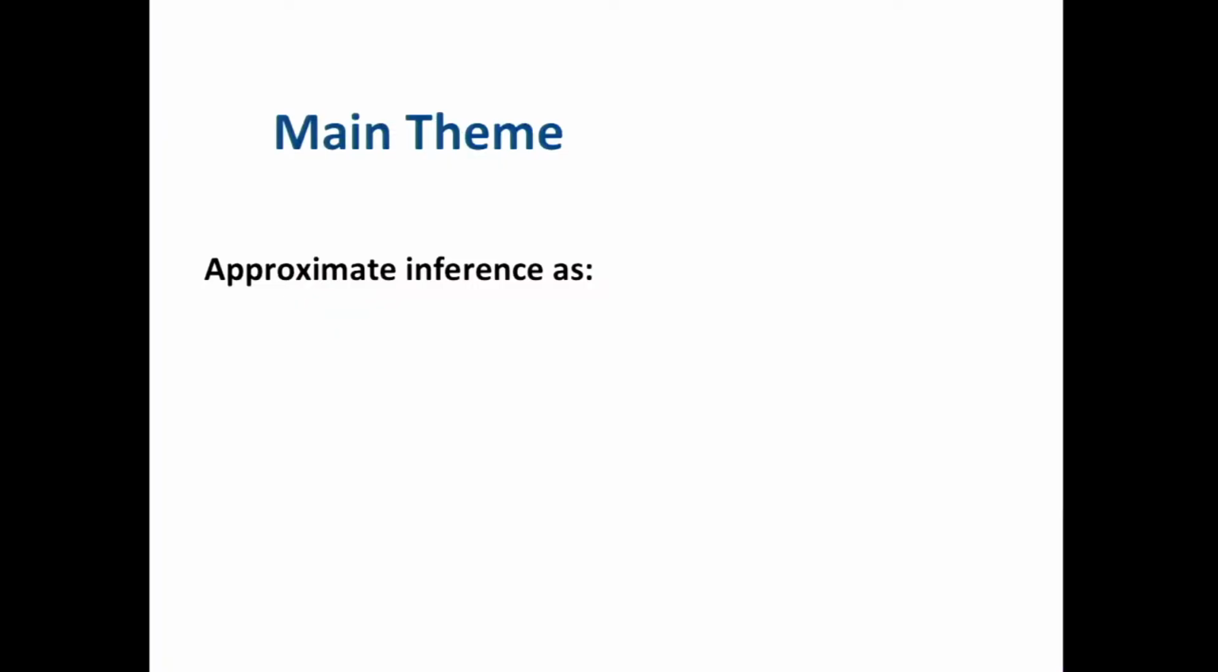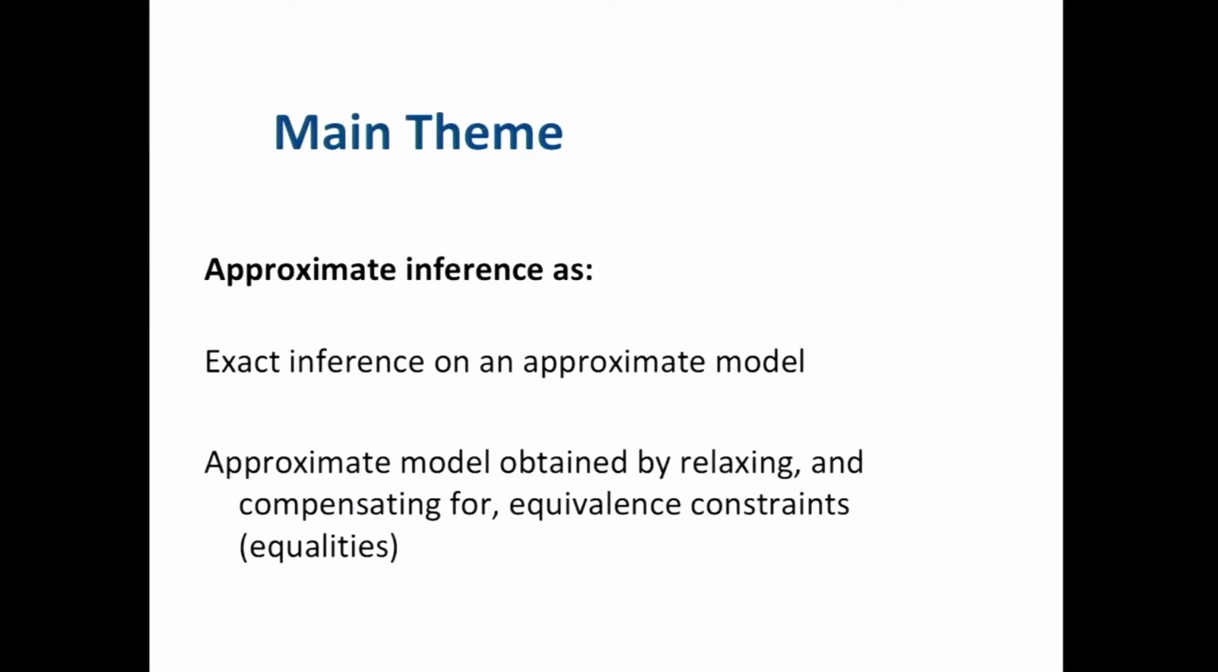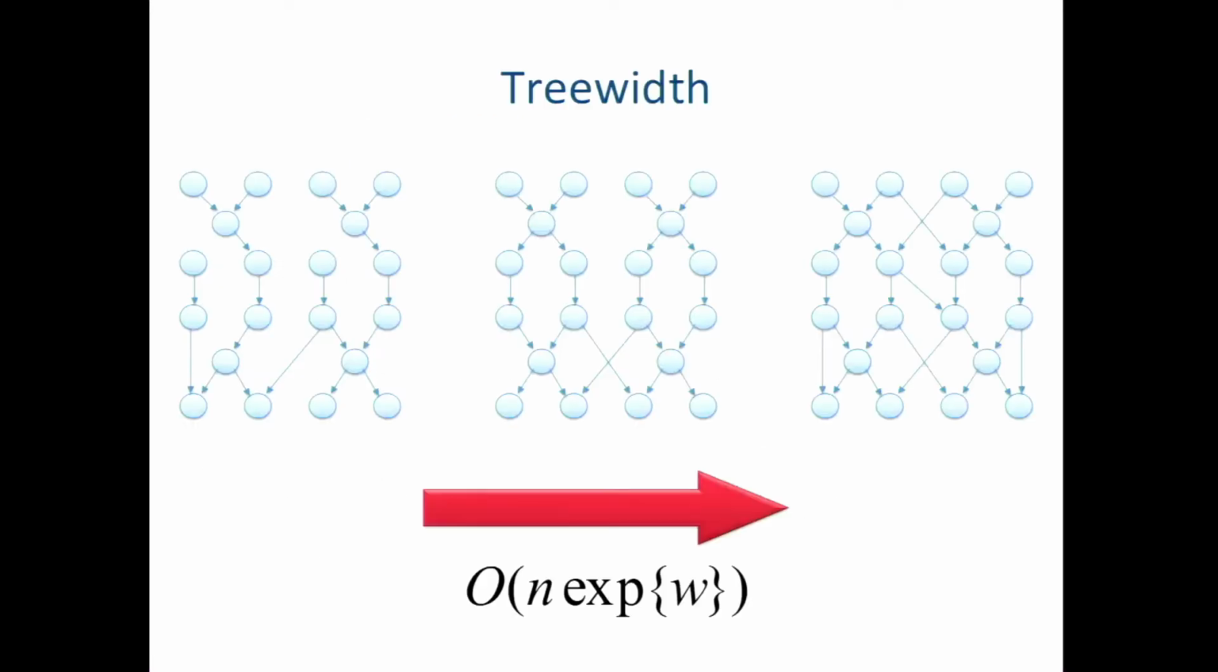So here's the theme. This is going to look completely disconnected from what we've done, but as we move on, we're going to find that what we did is a special case. Approximate inference can be viewed as exact inference, but on an approximate model. And how do I get this approximate model? By relaxing and compensating for equivalence constraints or equalities. I'm going to explain this now. You give me a network. You want to do exact inference on it. Its treewidth is very high. I can't do it. Then look what we can do.